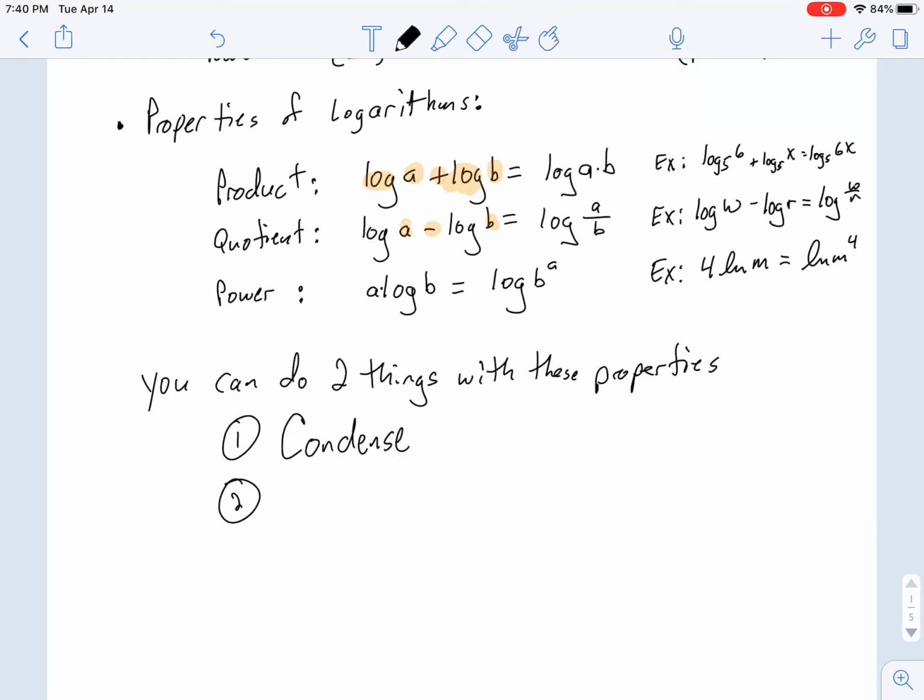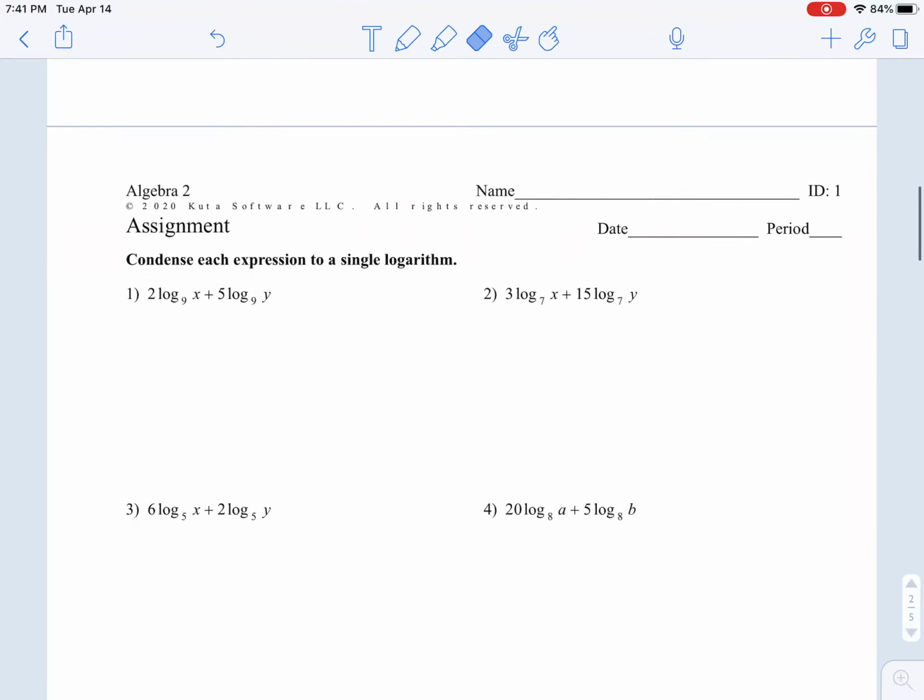But you could essentially start on this side and work backwards, and when you do that, it's called expanding. So you can condense or expand. Today we're only going to condense. That's all the assignment is based on. But tomorrow we'll get into the expanding. Okay, so let's look at some of these even problems.